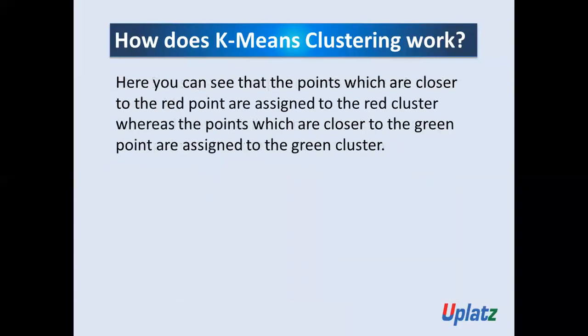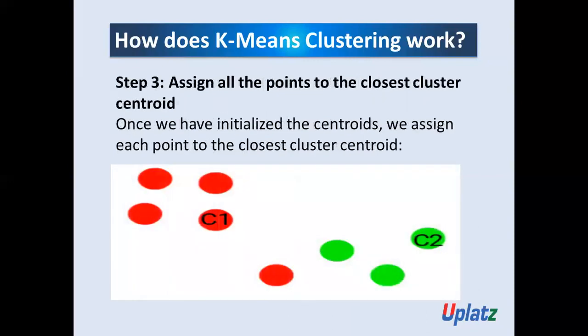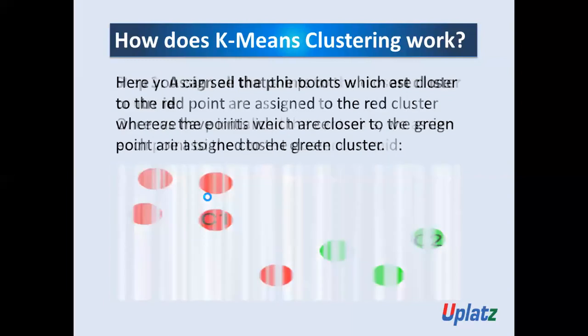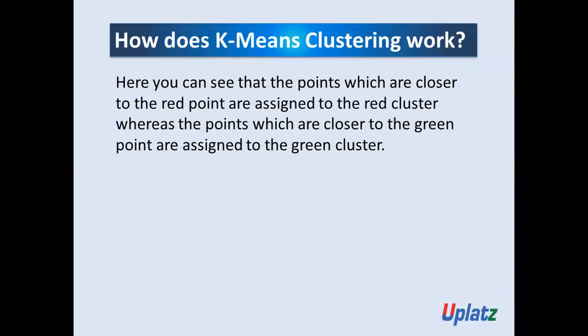Here you can see that the points which are closer to the red points are assigned to the red cluster. In this image, you can clearly see this one. The points which are nearest or closest to this centroid C1 are assigned to the red cluster, whereas the points which are closer to the green point are assigned to the green cluster.